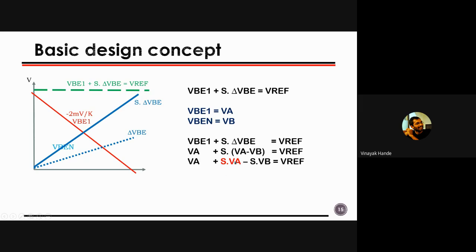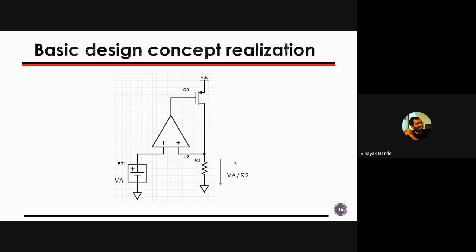Then what we want is S into VA first. We cannot implement all the equations at the same time. We'll go step by step. First, we'll implement S into VA. S into VA means some scaling of the VA voltage. That means in electronic terms, we want some amplification of the VA voltage. And how to do the amplification?